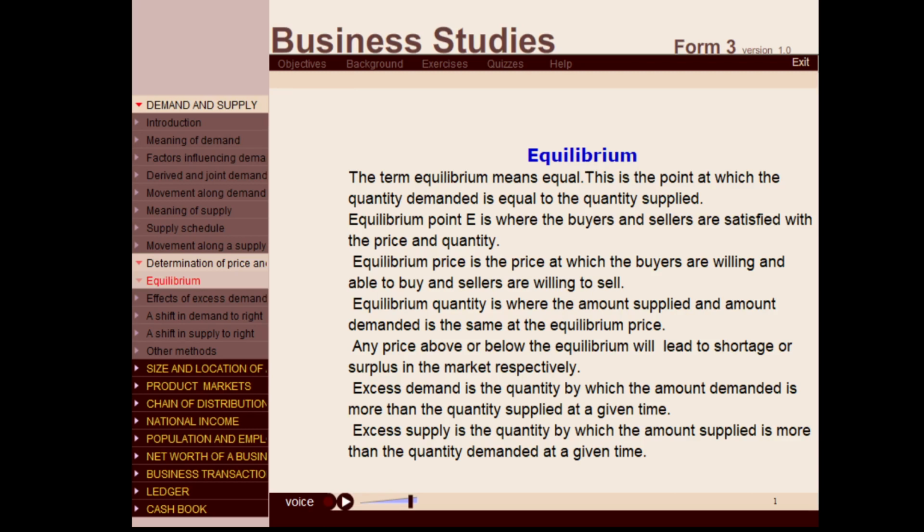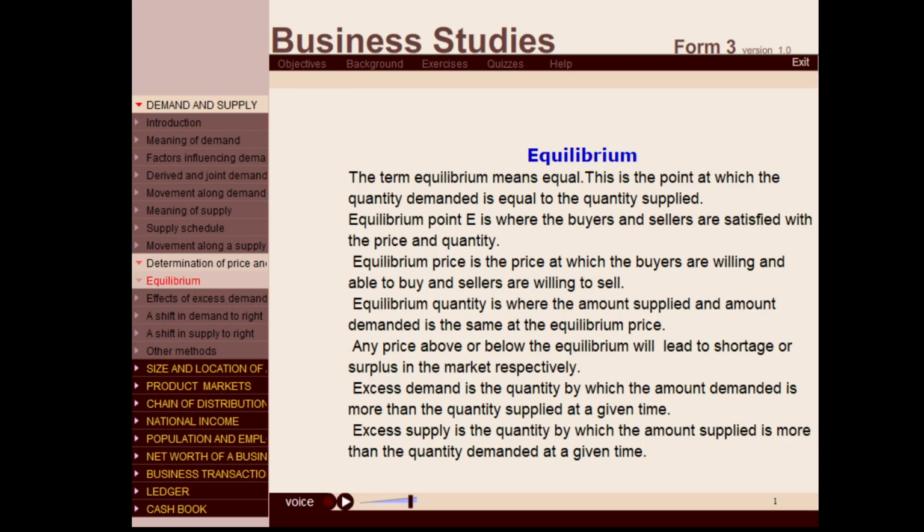Equilibrium price is the price at which the buyers are willing and able to buy and sellers are willing to sell. Equilibrium quantity is where the amount supplied and amount demanded is the same at the equilibrium price. Any price above or below the equilibrium will lead to shortage or surplus in the market respectively.